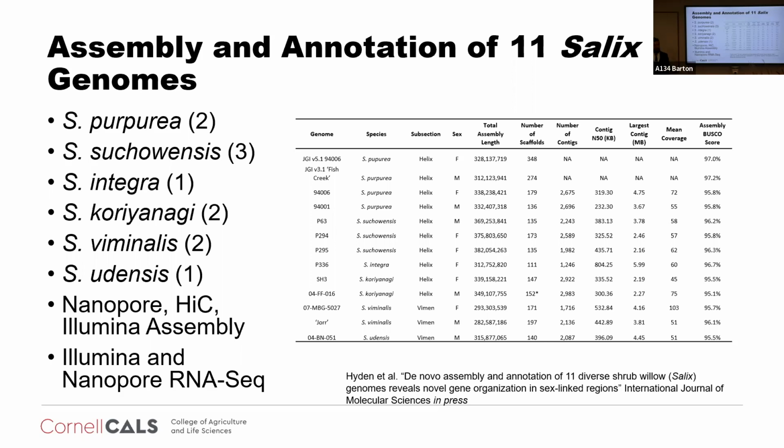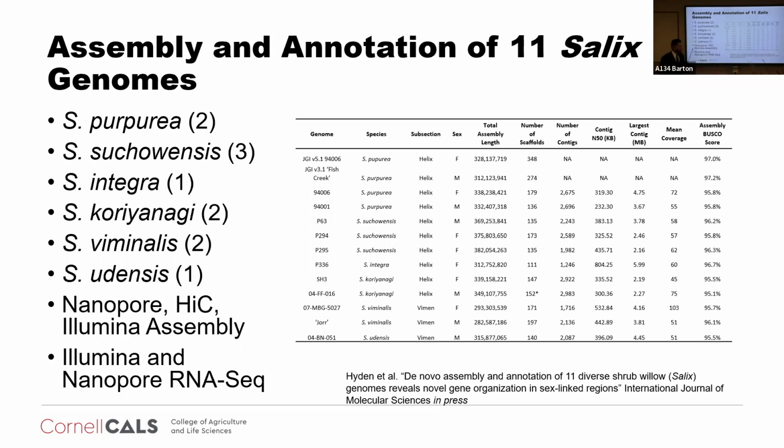But of course, we wanted to sequence genomes from these other species, so we could do some comparative genomics and add these as a resource for our program. So we selected 11 individuals across 6 species: Salix purpurea, Salix suchowensis, Integra, Koyanagi, Viminalis, and Udensis. I have most of those displayed here, so you can see some of the diversity across the shrub willows that we're collecting here.